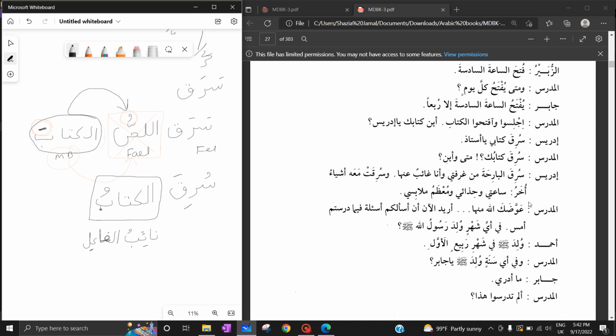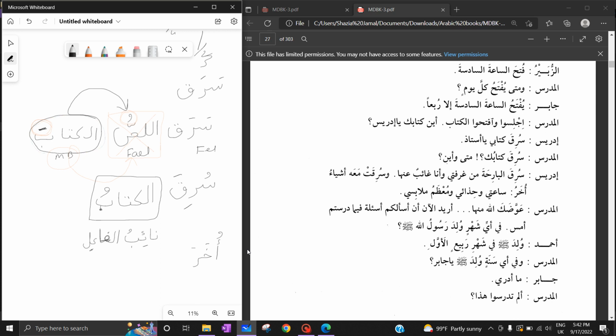Ashya'u ukhara. Others say sa'ati means my watch, hizai means my shoes, wa mu'azzamu malabisi. Mu'azzam means most of the. Malabis is the plural of malbas, that means clothes. Malabis, most of my clothes. So ukharu means others. Now ukhara, I told you in the previous lessons, is used for females.